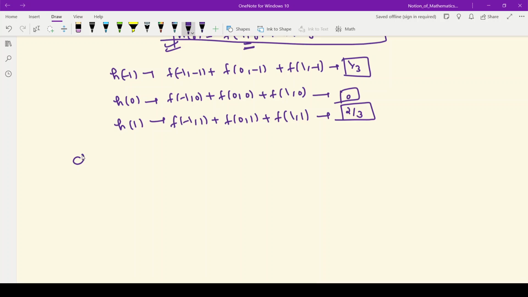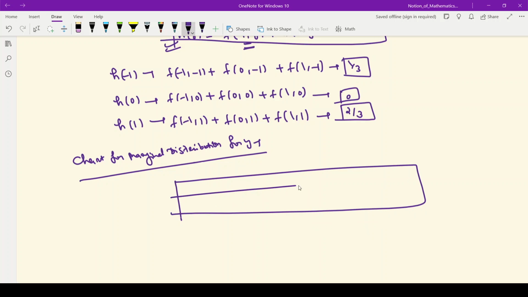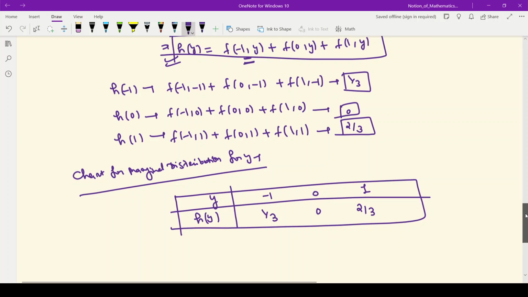So how to write the chart for the marginal distribution of y? I will make it like this. Y is having three values, minus 1, 0 and 1, and h of y is just like this one, 1 by 3, 0 and 2 by 3. So this was all about the marginal distribution of y.